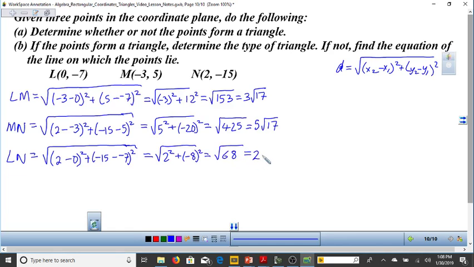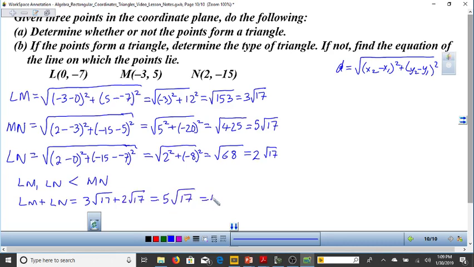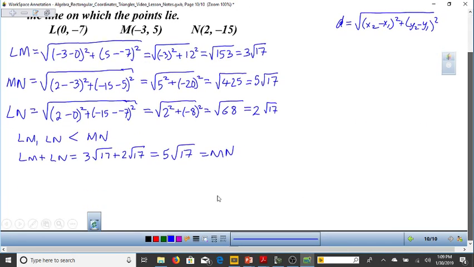And so now we know that in this case, LM and LN are the two smaller sides. When we add those up, LM plus LN, that gives us 3 square root 17 plus 2 square root 17. That gives us 5 square root 17, which is the length of MN. So what we're dealing with here is a straight line. So L, M, and N are collinear. They form a straight line.